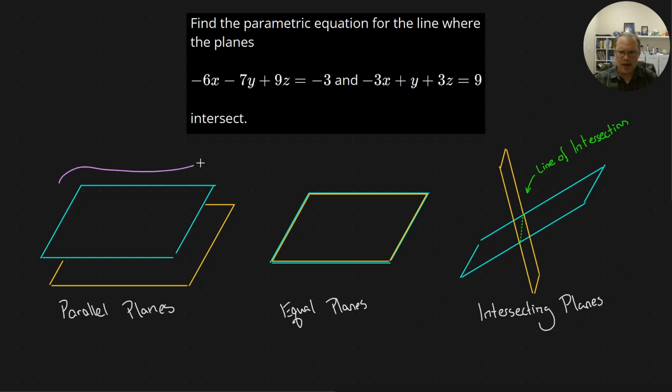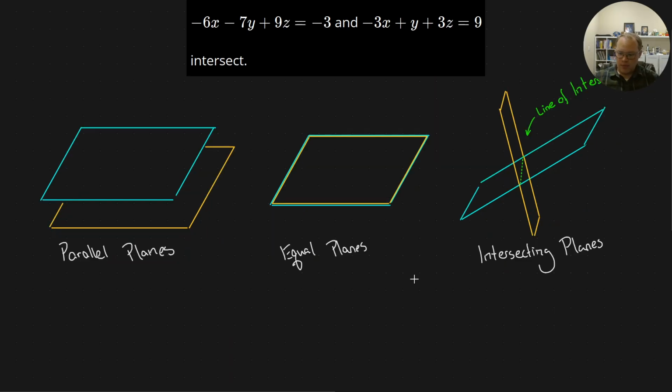If the planes are parallel or equal, notice that the normal vectors for both planes would have to be scalar multiples of each other, right? The normals would point the same direction. They just might have different lengths or maybe be flipped around. Okay. So we know what's going on. How do we actually find the line of intersection?